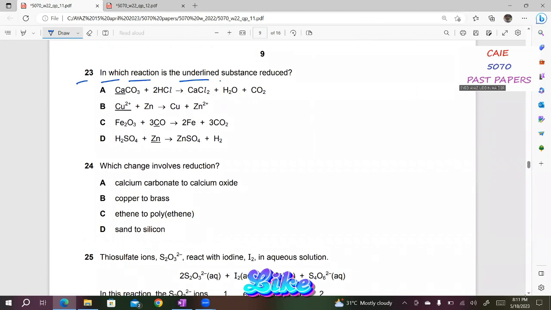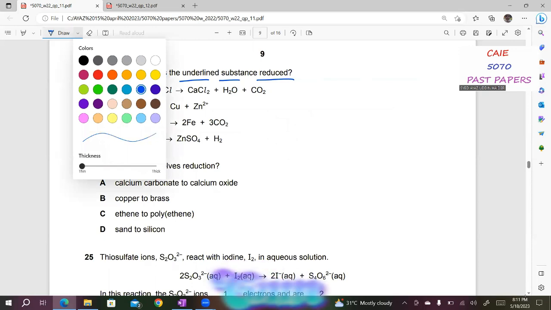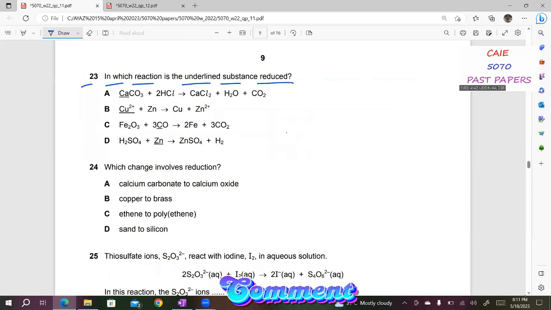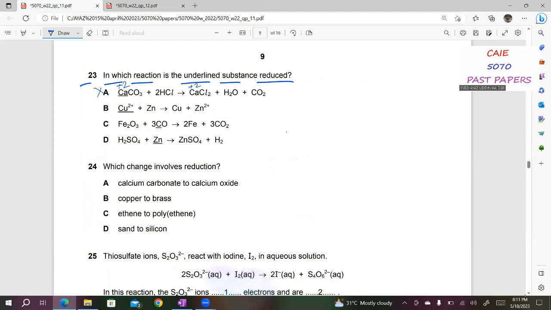23. In which reaction is the underlined substance reduced? CaCO3 plus 2HCl gives CaCl2 plus H2O plus CO2. The underlined species here is Ca. And if you look at the charge on Ca, it's +2 on both sides of the equation. So this is wrong. It's unchanged.